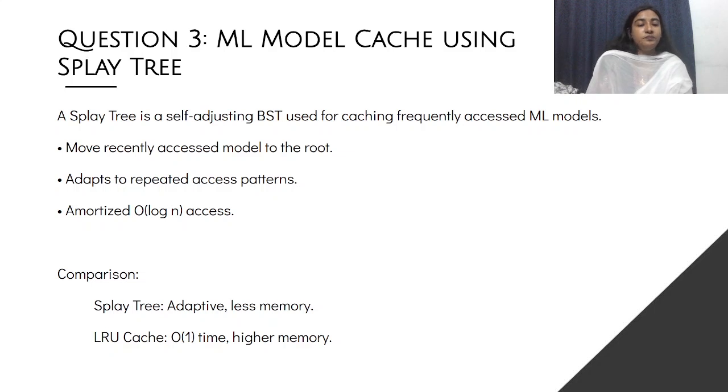Over time, the tree adapts to the access pattern, which produces access time of order log n. If I compare the splay tree and LRU caches, the splay tree learns from the users. It needs less memory and is very adaptive to learn. Whereas the LRU cache access time is order of 1 but needs higher memory and has no adaptive learning.